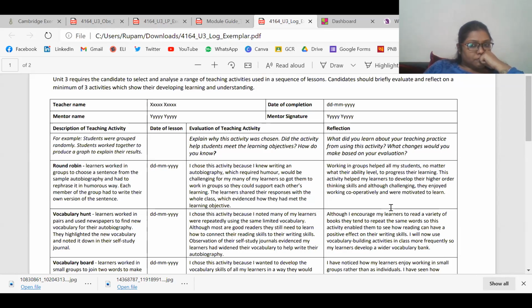So this is the teacher's reflection on the activity, that the activity went really well. All the children enjoyed it. They learned from each other's support. They were happy doing this activity. They were motivated. They were interested in it. Right. So that's the teacher's reflection on the activity.